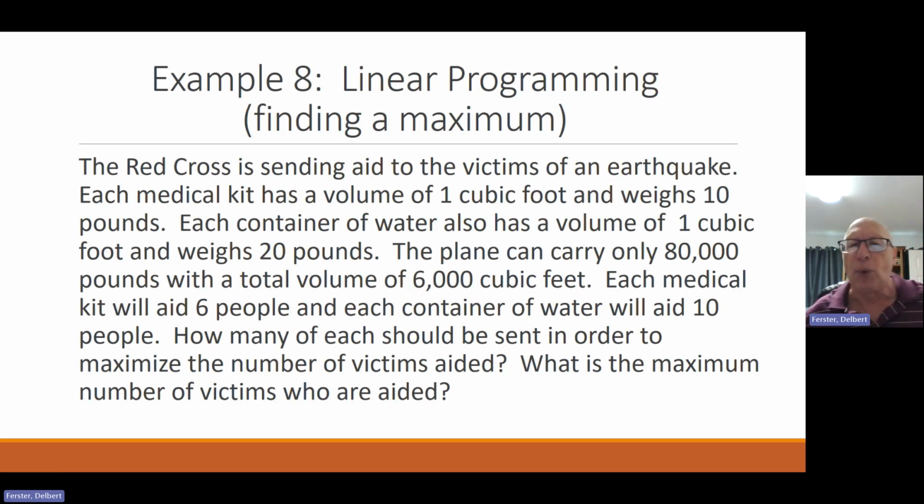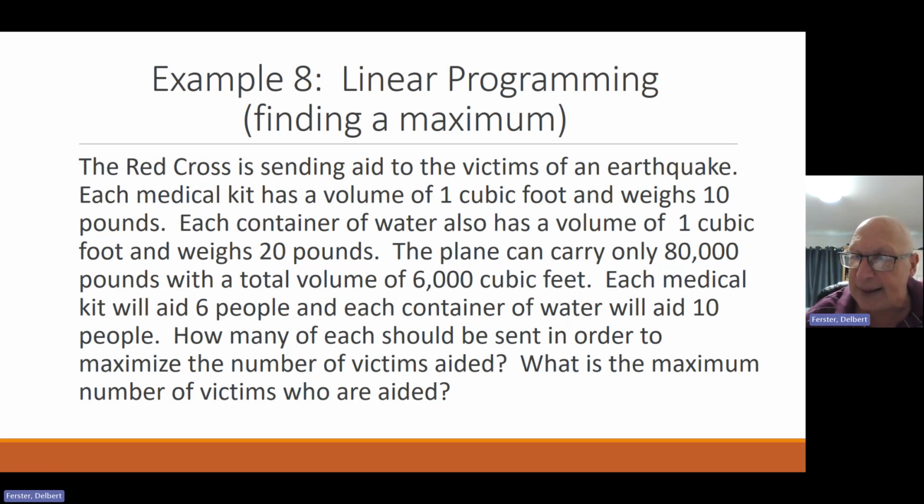All right, so here's a problem for us to look at as an example. The Red Cross is going to send some aid. You've got an earthquake, it's bad. They're going to send medical kits, they're going to send water. You've got some constraints in that the plane can only do so much. It can only carry so many pounds and it only has so many cubic feet of capacity. So those are restrictions on the problem, constraints, if you will.